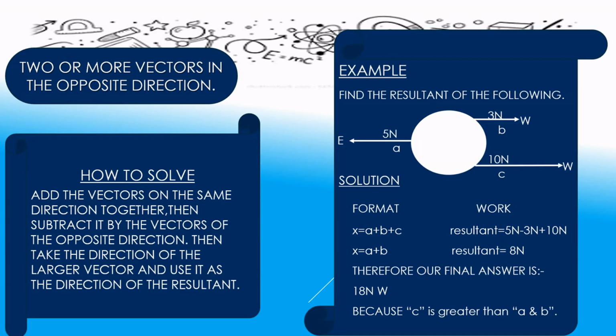The second form has two or more vectors moving in opposite direction. To solve this, add the vectors on the same direction together, then subtract it by the vectors of the opposite direction. Then take the direction of the larger vector and use it as the direction of the resultant. Take a good look at the example below. Try some more exercise to see if you understand.